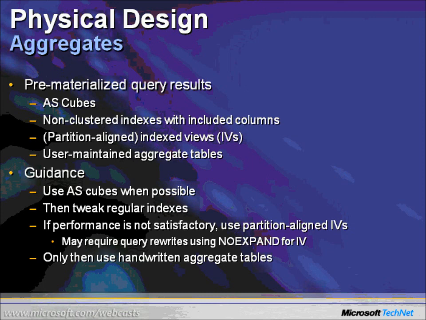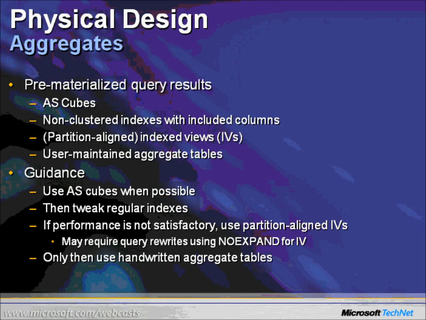A very important part of physical design is your choice of summary aggregates. One approach would be don't design any summary aggregates at all. All your queries go against the raw data, the fine-grained fact data. Another approach is to pre-materialize summary aggregates, so you're pre-materializing the results of a lot of queries this way.